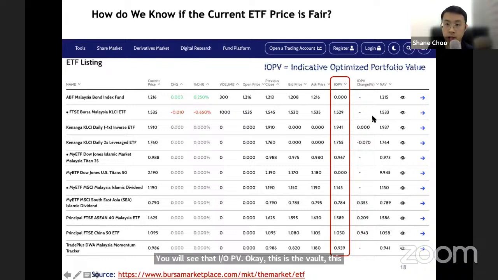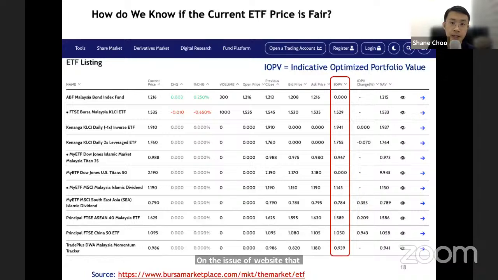Okay, what exactly is IOPV? IOPV stands for Indicative Optimized Portfolio Value. In other words, this is the real-time fair value of the ETF. If you reference the net asset value of the ETF on their issuer website, they often update by the end of the day. ETFs update their listing and holdings usually at the end of the day. So then you can only get end of the day data.